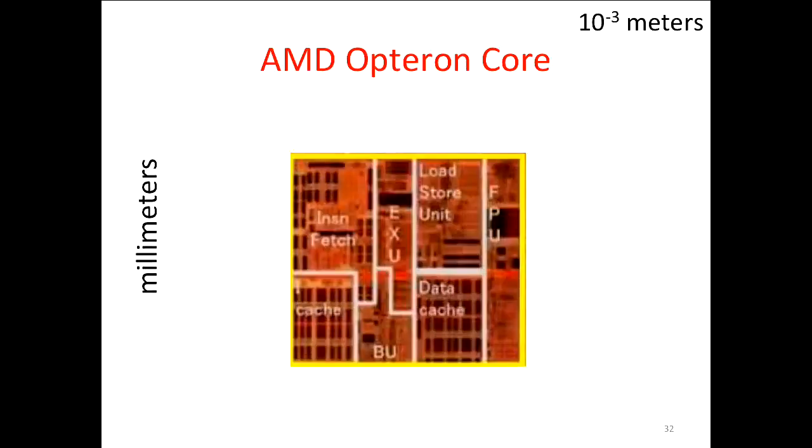Okay, so let's keep going down. Here's one of the cores. We're sort of at millimeter scale here. These are a few millimeters on a side. Here's the floating point unit.